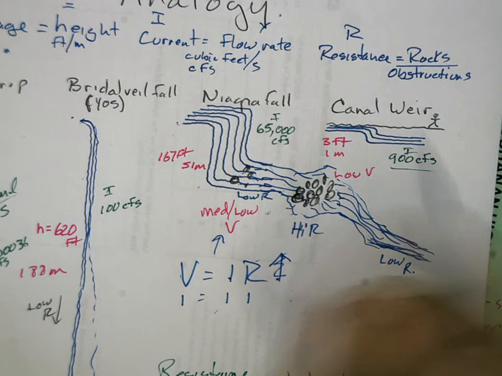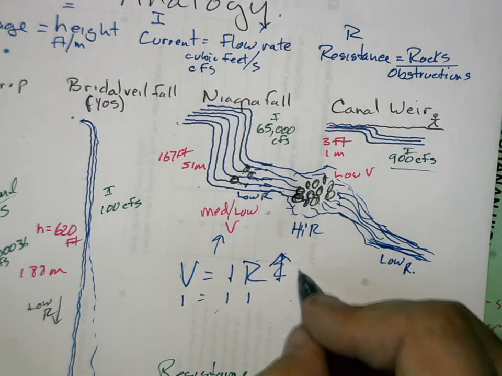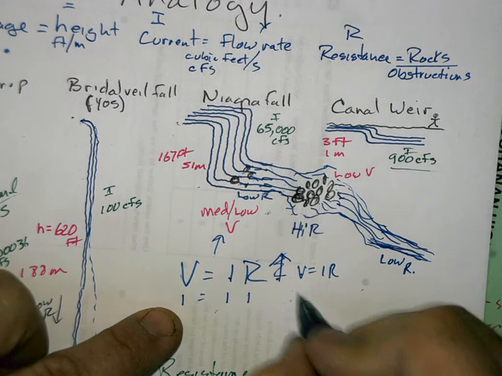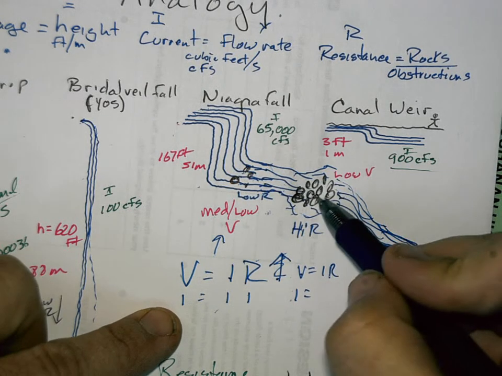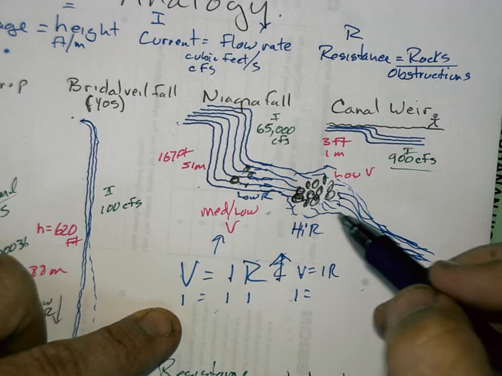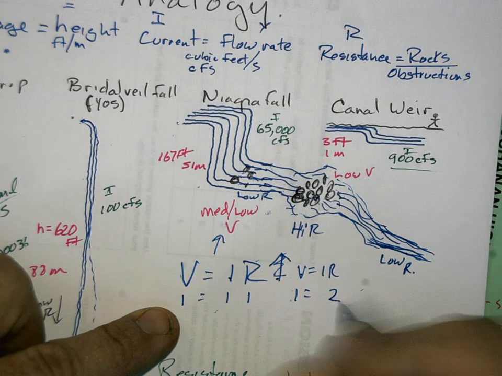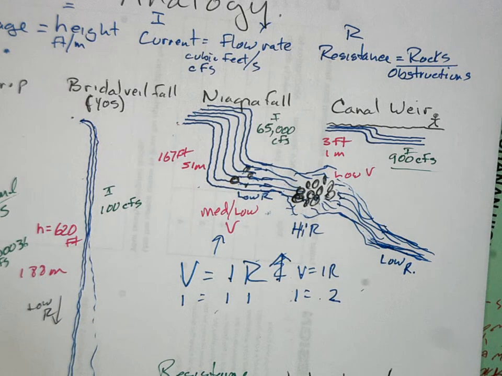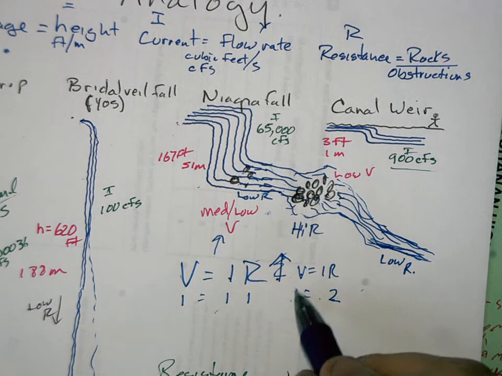But now we come over to this part over here. So let's rewrite V equals IR. Now we're going to keep voltage the same. The waterfall hasn't changed its height, but we've drastically increased the resistance. Let's say the resistance has doubled from all these rocks. 2 times what equals 1? What does the current have to do if we don't have any change in the voltage?